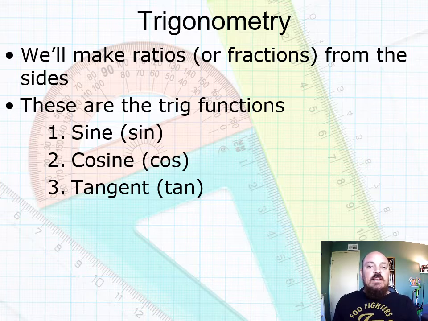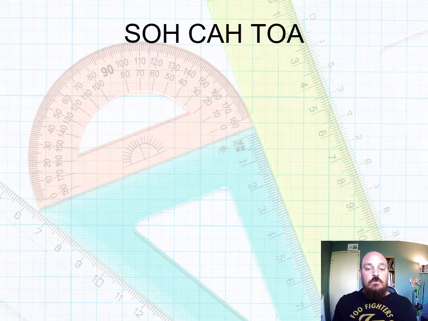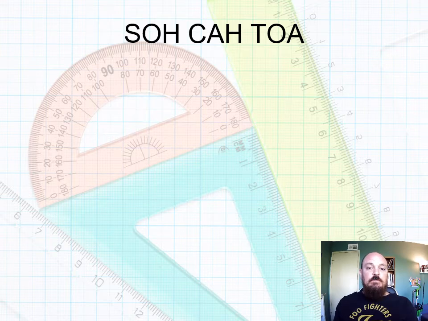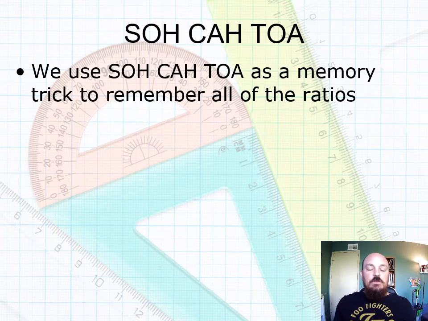Now, the second part of the title of this section was SOHCAHTOA. SOHCAHTOA isn't a word. It's three sets of three letters, and what it really is is a memory trick. Each letter stands for something. So we use that, I'll call it a word, even though it's not really a word. We use the word SOHCAHTOA as a memory trick to remember how to make the trig ratios.